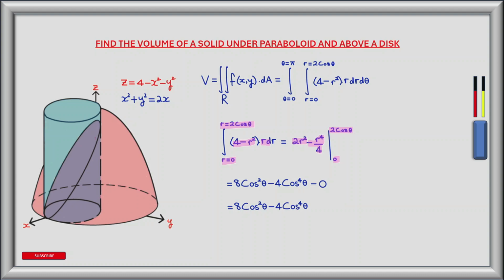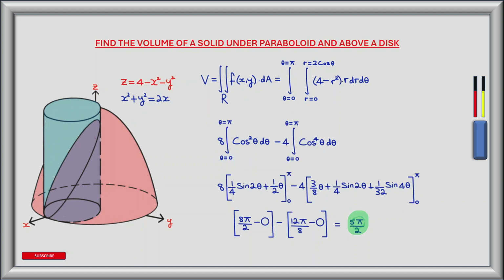So if we plug in 2 cos theta, we get 8 cos squared theta minus 4 cos to the power of 4 theta, and if we plug in 0, we subtract 0. So this just leaves 8 cos squared theta minus 4 cos to the power of 4 theta. So now we need to subtract 4 times the integral of cos to the power of 4 theta d theta between theta is 0 and theta is pi from 8 times the integral of cos squared theta d theta between theta is equal to 0 and theta is equal to pi.